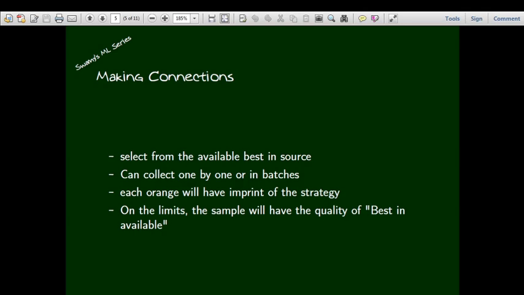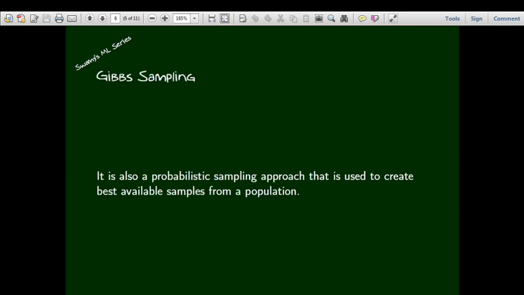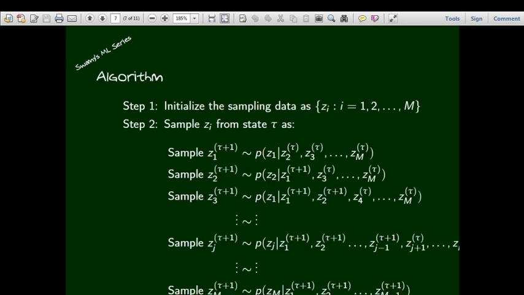Now we are going to connect this to Gibbs sampling. I am going to formally define what Gibbs sampling is. It is also a probabilistic sampling approach that is used to create best available samples from a population. See, it is a best available selection process. I think you may remember MCMC. In the case of MCMC, it is the best fit selection. It is not best available. So Gibbs sampling is best available. So conditional selection is used here.